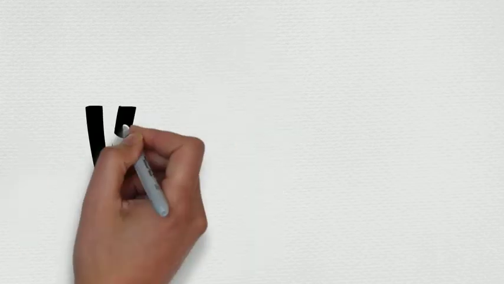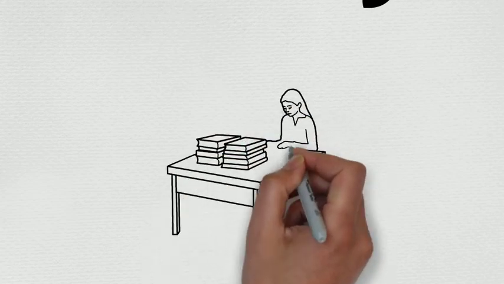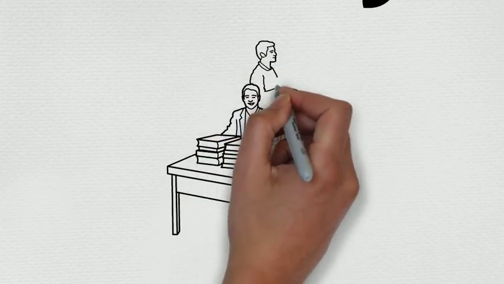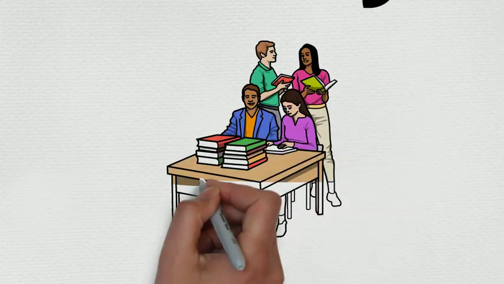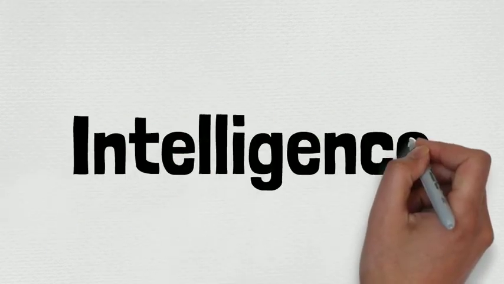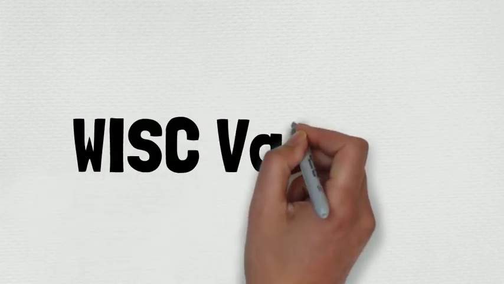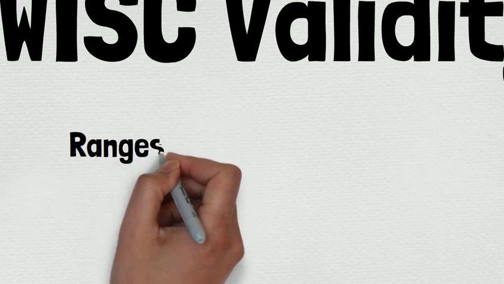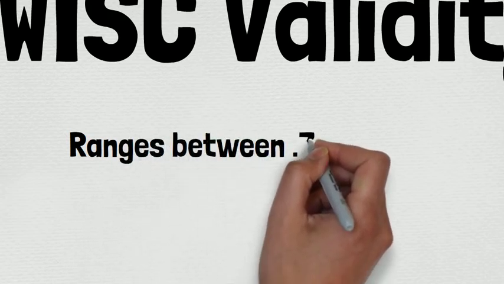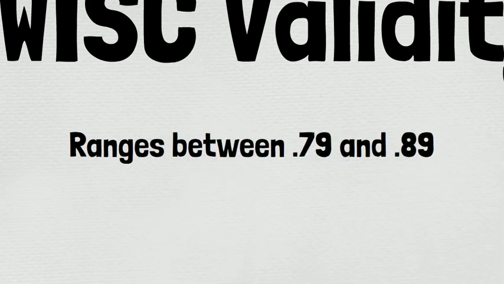Is the WISC valid? Validity has to do with whether the test measures what it's supposed to measure. And this brings us back to intelligence. What is it? Does the WISC accurately measure intelligence? Well, it has been found to have a validity score ranging between 0.79 and 0.89.